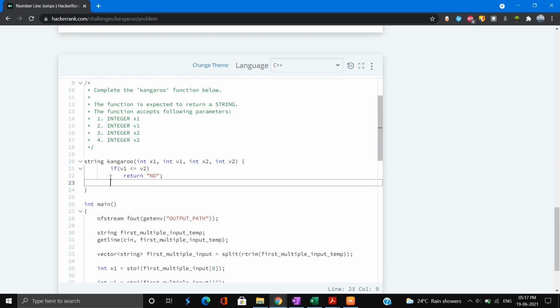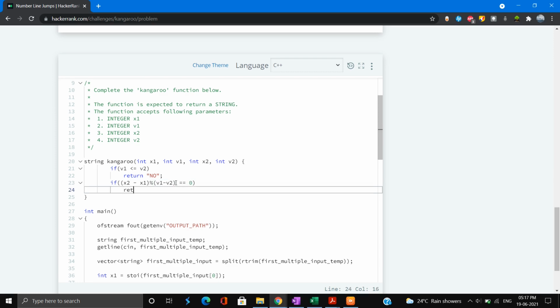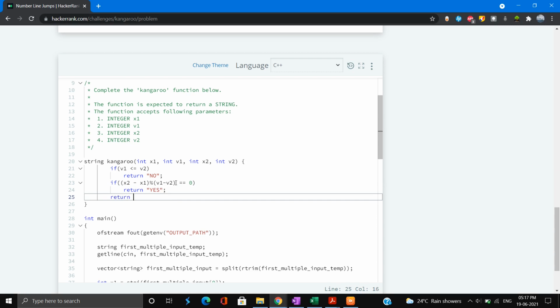And if it is not less than, it means that v1 is greater than v2. Then we need to check the modulo part, whether time is coming out to be an integer or not. So here we will check if x2 minus x1 modulo v1 minus v2, because v1 is greater than v2 and x2 is greater than x1, and if this remainder comes out to be 0, then we will return a yes from the function, and at the end we will return a no.